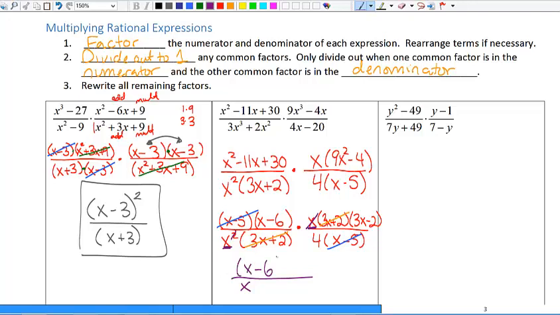Sometimes it gets a little messy, and so you might want to rewrite it, and then once you're done, make sure that there isn't anything left that you've forgotten or missed. In the bottom I have 4 and x. So this is my final answer. Is there anything else that I've forgotten or that I didn't see to cancel or divide out to 1? I think that's it. So I'm good.